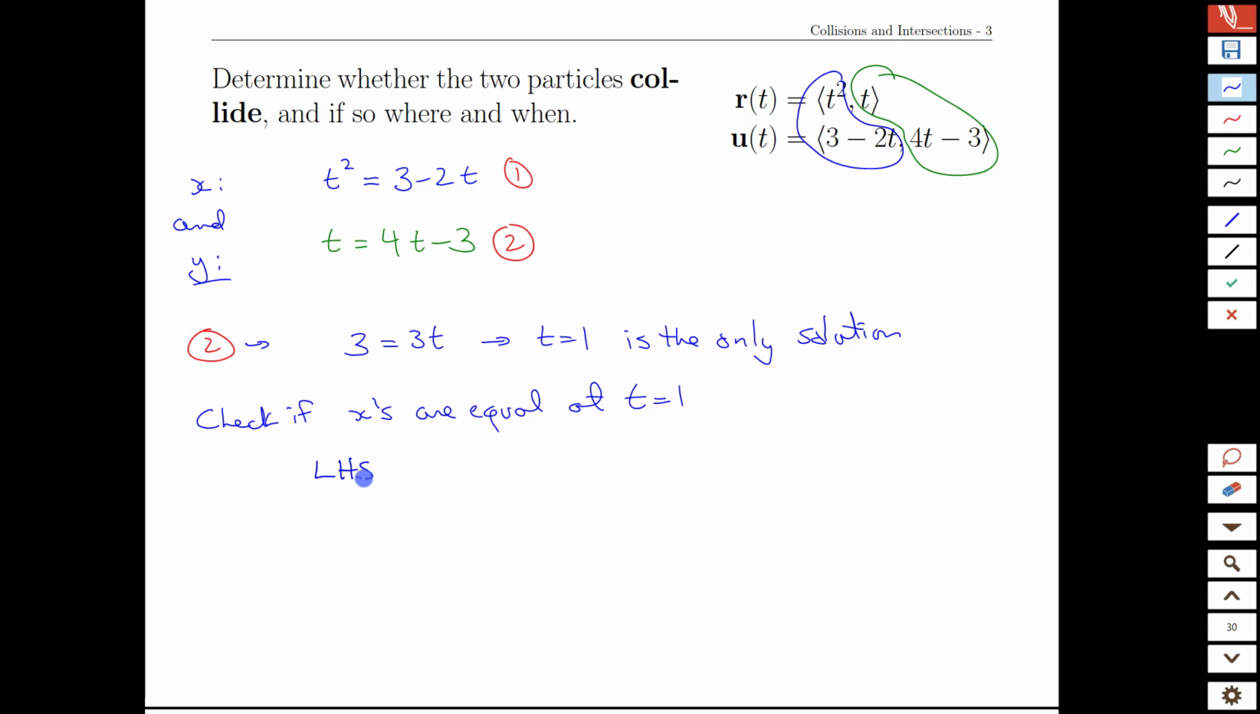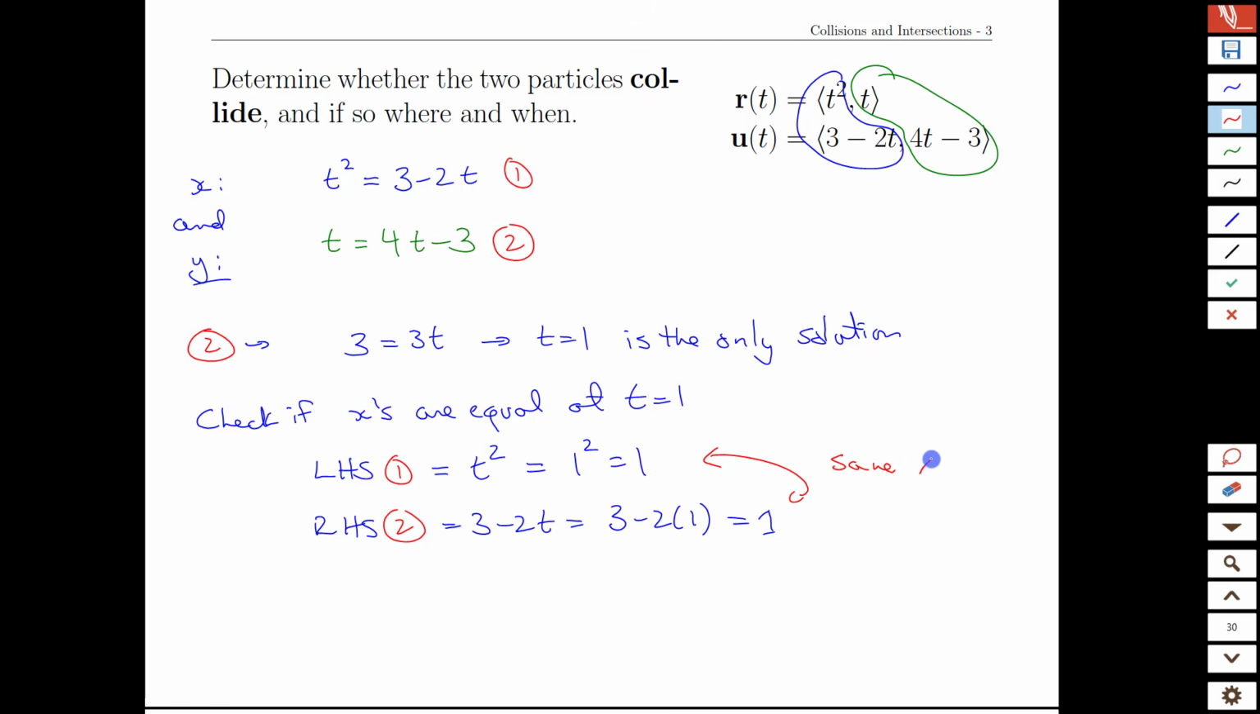The left-hand side of equation 1 is going to be t squared, which is equal to 1 squared, which is 1. The right-hand side of equation 2 is 3 minus 2t. And when we sub in our 1, that's going to be 3 minus 2 times 1. And that is 1. Excellent. So we do, in fact, see the same x-coordinate at t equals 1. All that together does point to a collision.